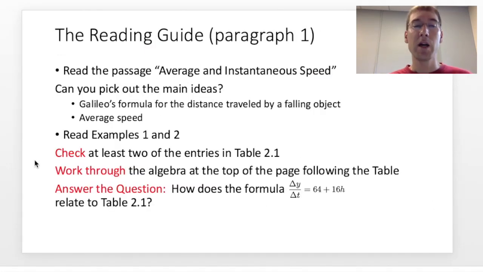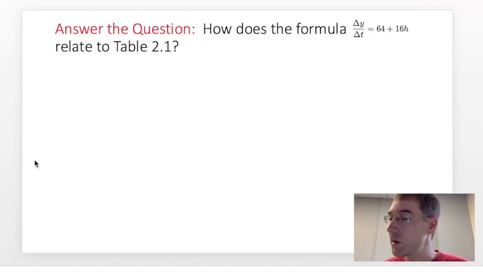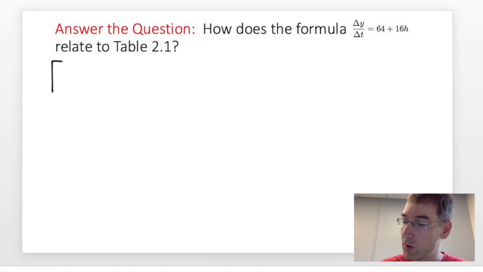The last action item is to answer the question, how does the formula relate to table 2.1? This is the average speed over the interval 2 to 2 plus h.